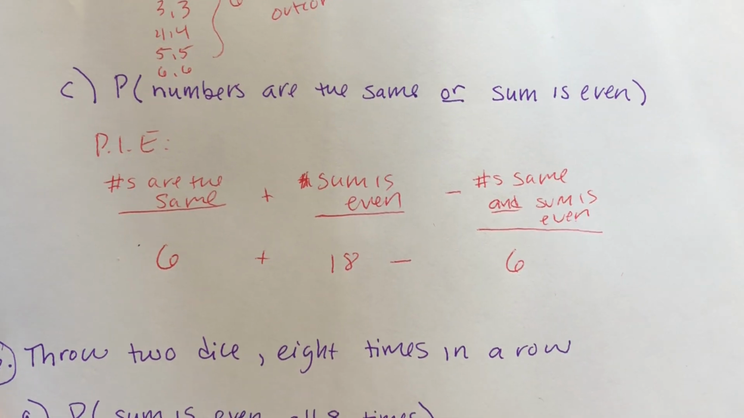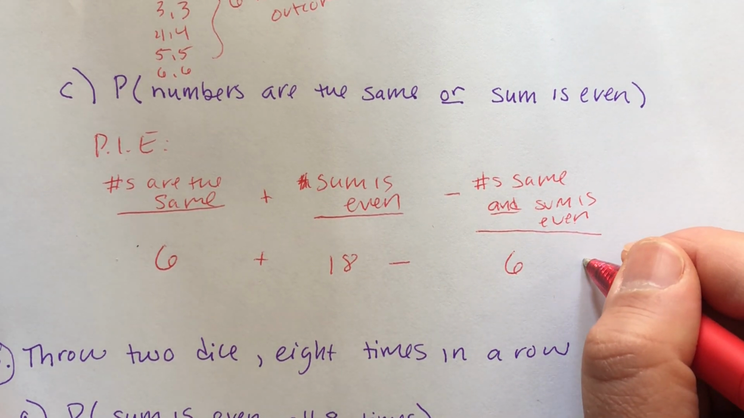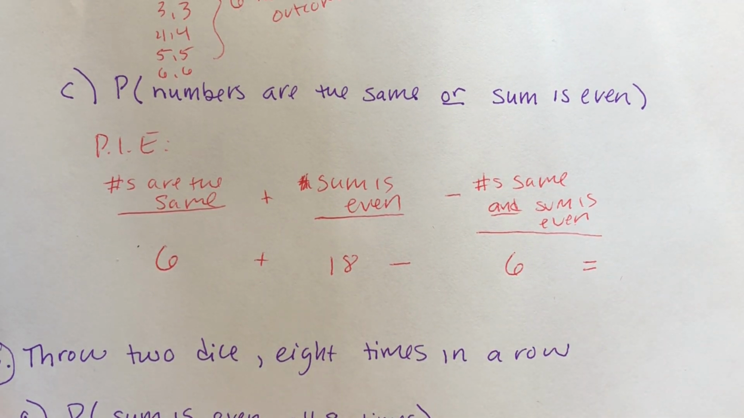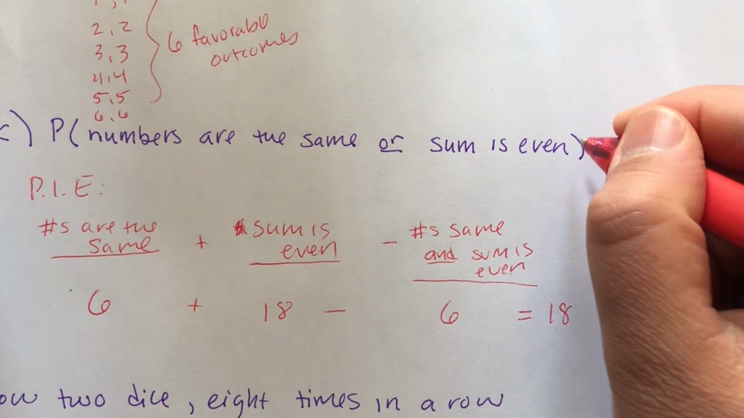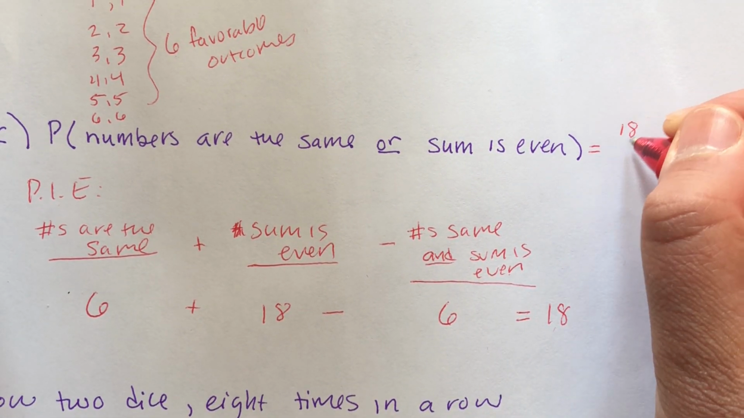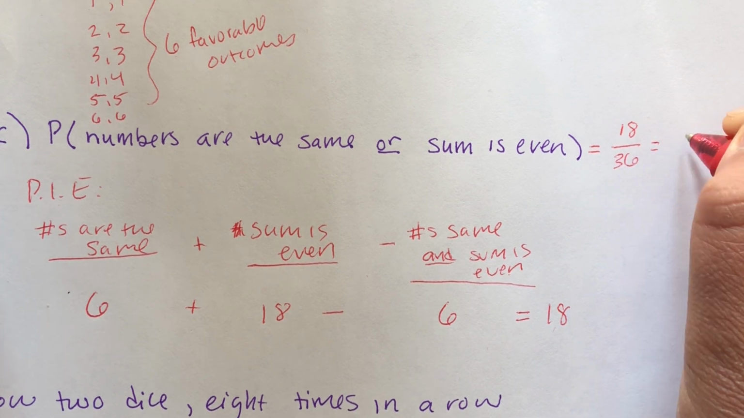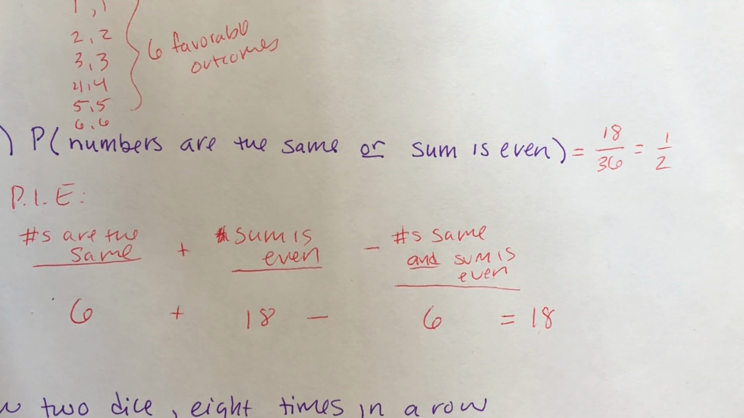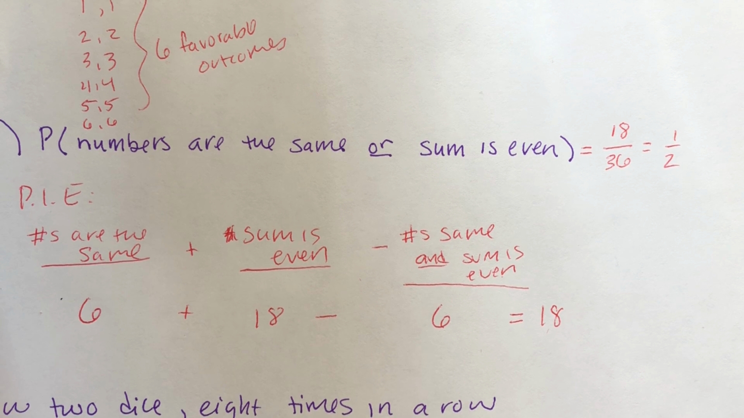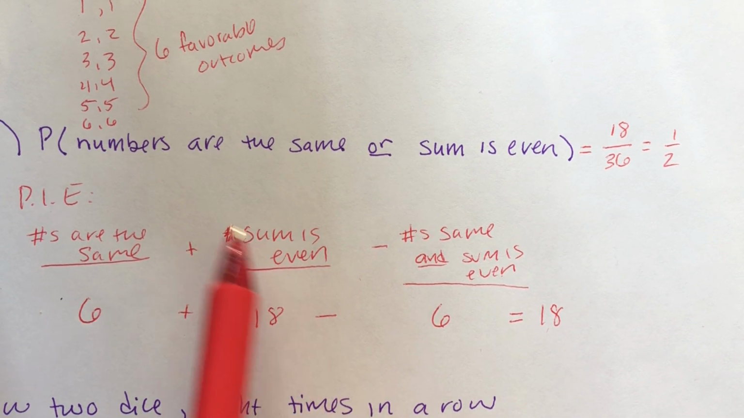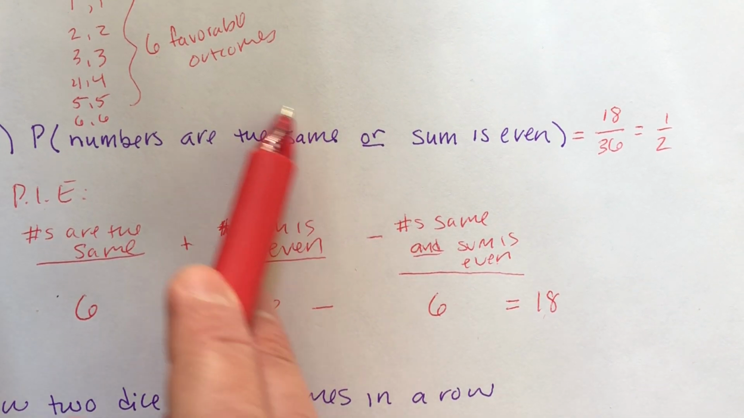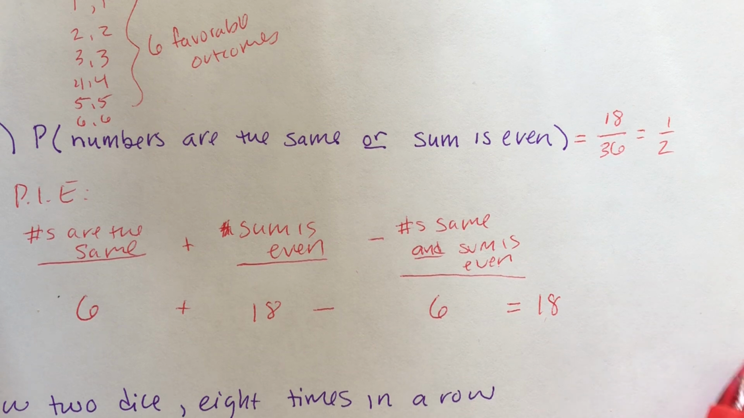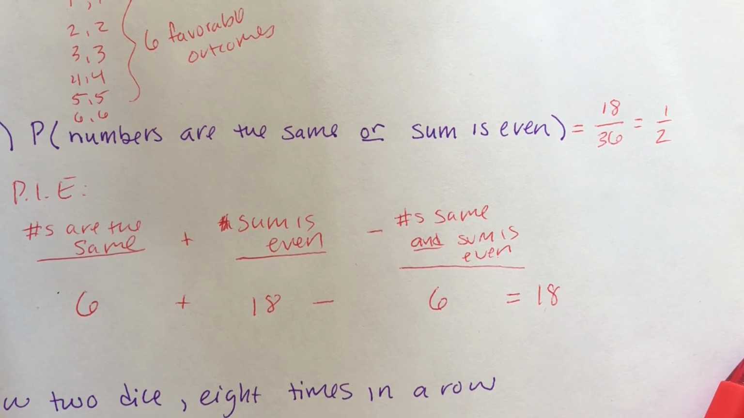So we're subtracting 6 here, which means our total number of favorable outcomes by the principle of inclusion and exclusion is 6 plus 18 minus 6, which is just back to 18 again. And so this probability is 18 over 36, which, just like before, is 1/2. So you end up getting the same thing as part A. And that's just because if the numbers are the same, it's already going to satisfy that the sum is even. So adding in this "or" isn't really changing anything from just looking at the probability that the sum is even.